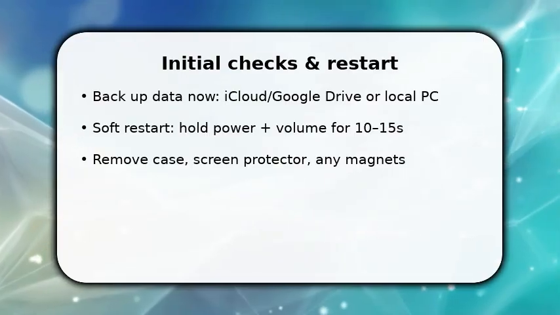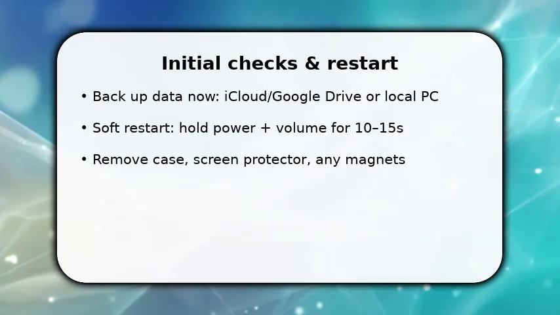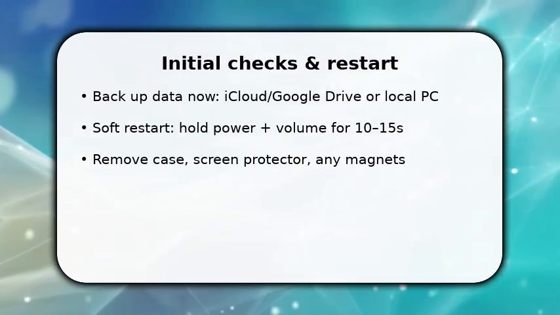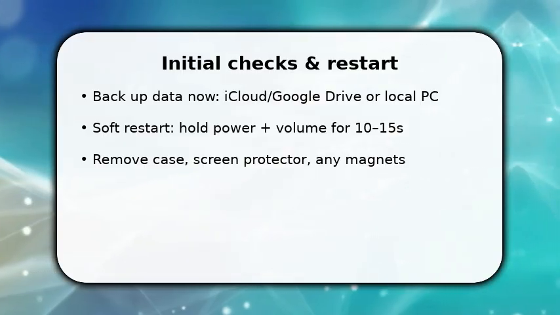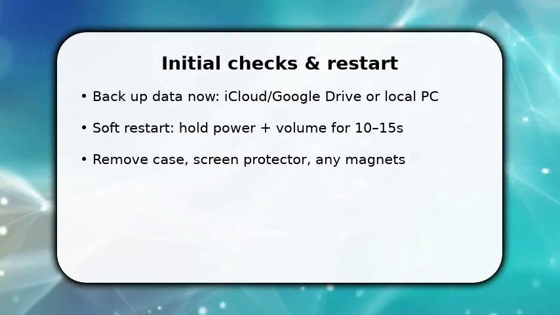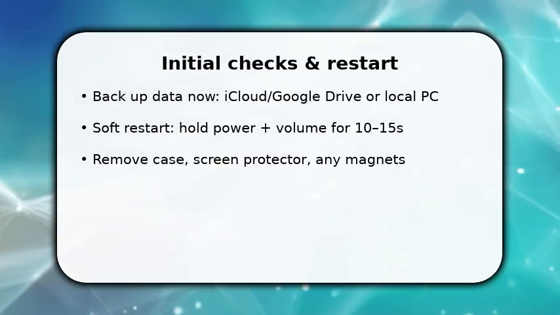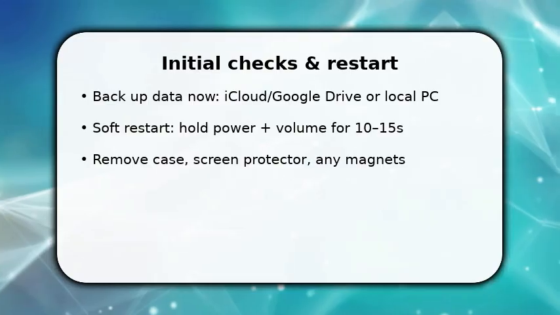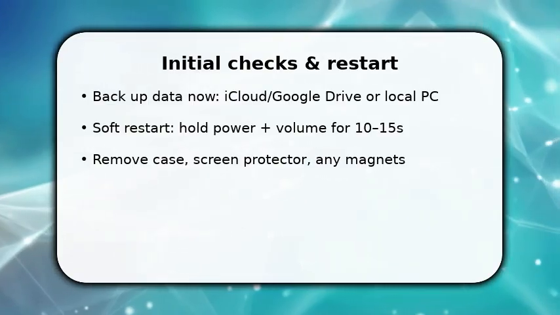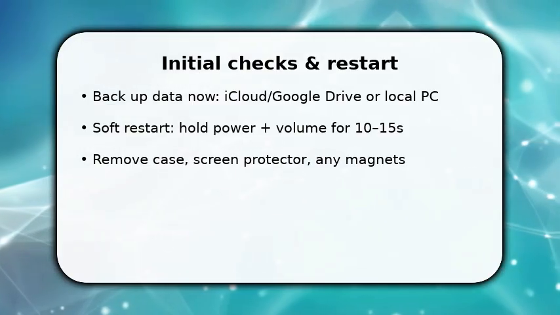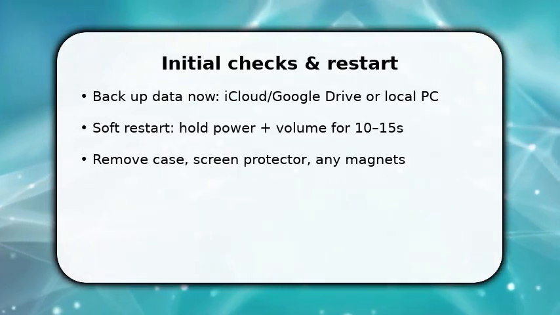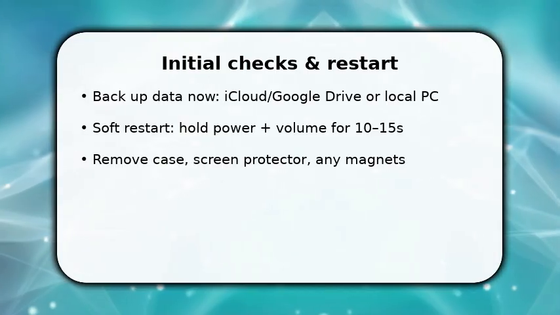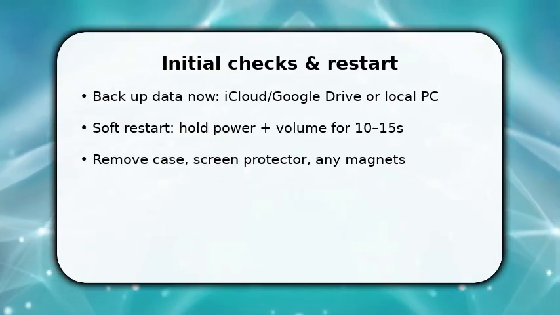You start by protecting your data and eliminating easy causes. Back up to iCloud or Google Drive, then perform a soft restart by holding power and volume for 10 to 15 seconds. This can clear temporary driver glitches. Remove the case and screen protector so pressure or magnetic interference isn't skewing the display. Once done, inspect the edge of the glass and frame for bends or liquid. If the green tint persists after this, move on to display settings and software fixes.